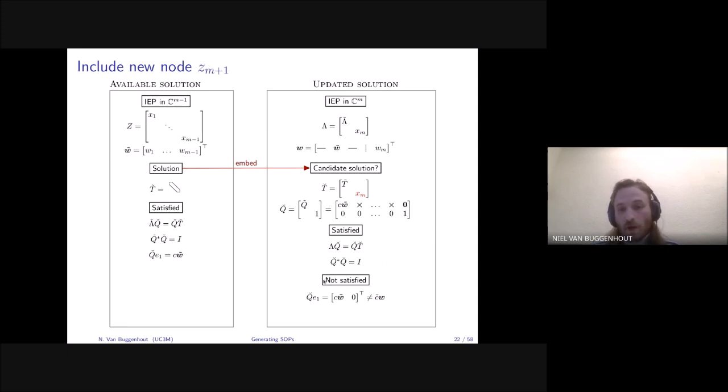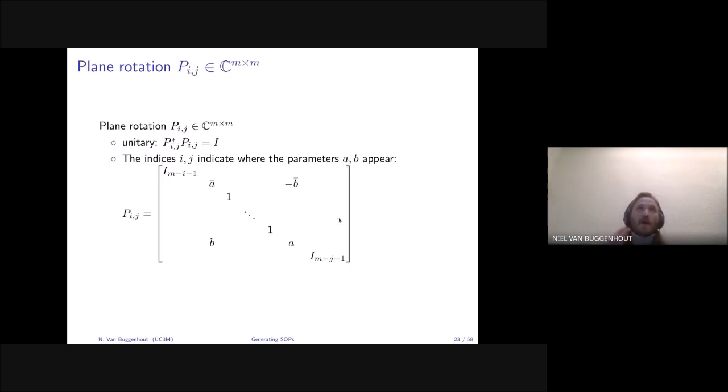However, we see that one condition is not satisfied, namely the first column of our new Q is not equal to the weight vector that we want, because the last element in our W is WM, which cannot be 0. Meanwhile, in our newly constructed Q, our last element is a 0. So we have to deal with this, and we have to introduce this weight somehow in our Q.